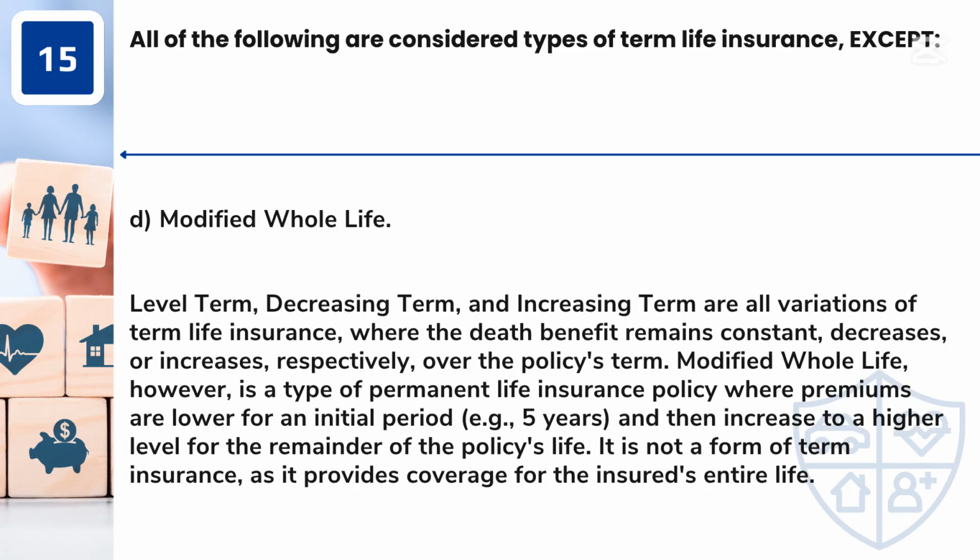Answer: D. Modified whole life. Level term, decreasing term, and increasing term are all variations of term life insurance, where the death benefit remains constant, decreases, or increases, respectively, over the policy's term. Modified whole life, however, is a type of permanent life insurance policy where premiums are lower for an initial period, e.g., 5 years, and then increase to a higher level for the remainder of the policy's life. It is not a form of term insurance, as it provides coverage for the insured's entire life.